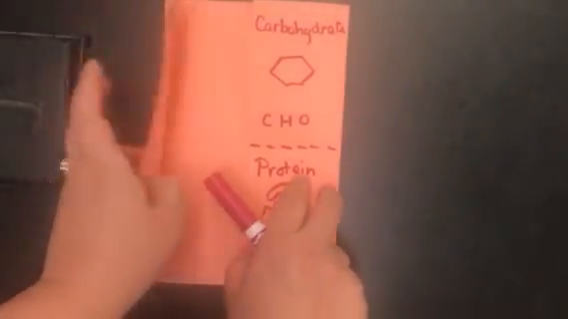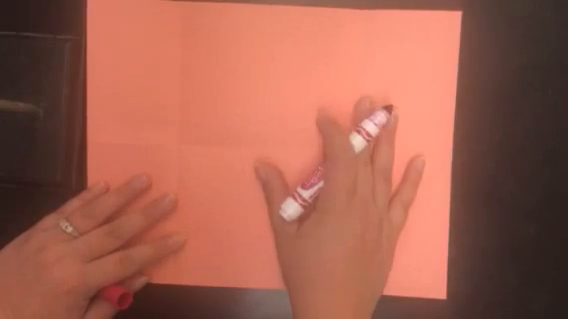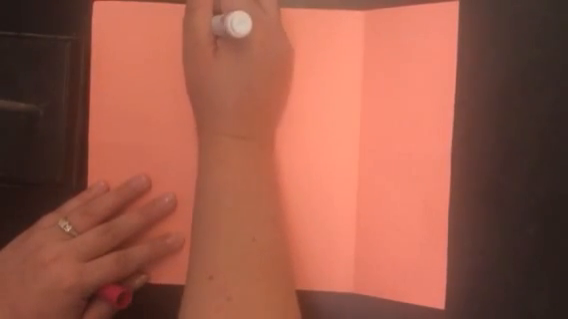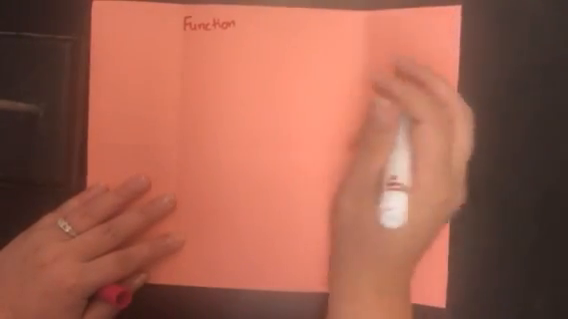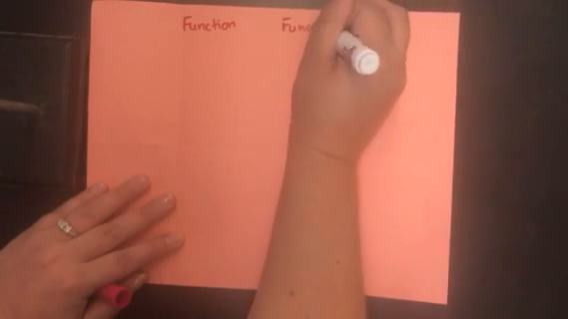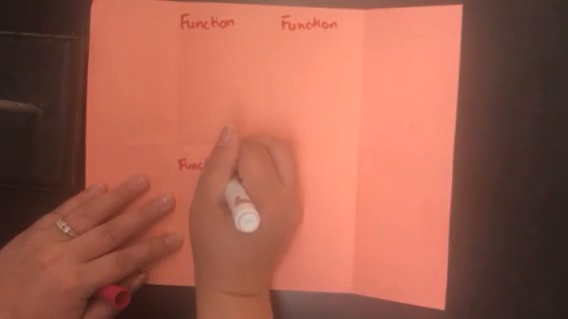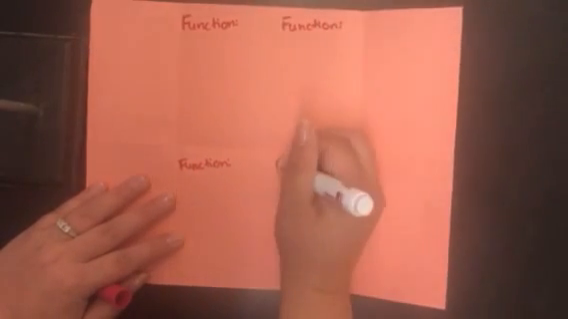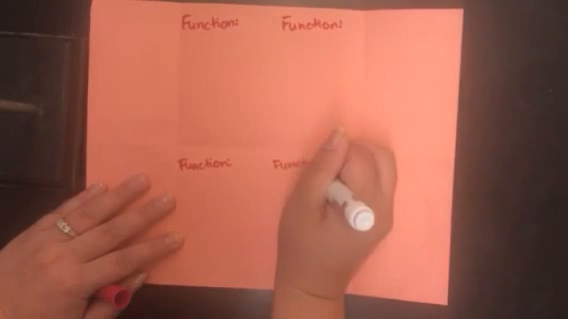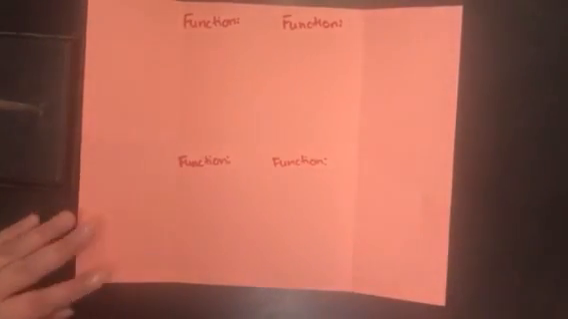Okay? Then on the inside of your paper, for each biomolecule, you need to tell me the function. So function here, function for lipid, function for carb, function for nucleic acid, and the function for protein. Okay, they all have different functions.